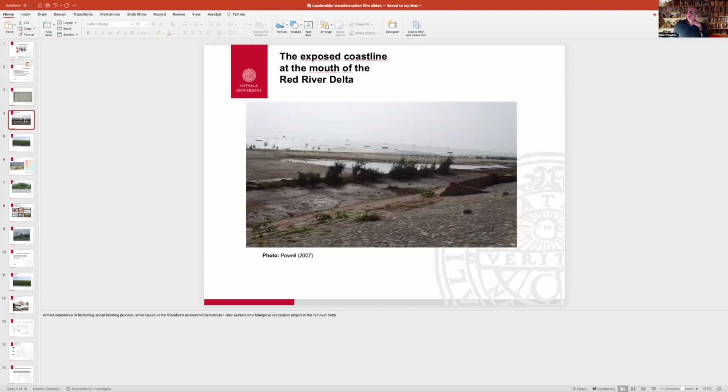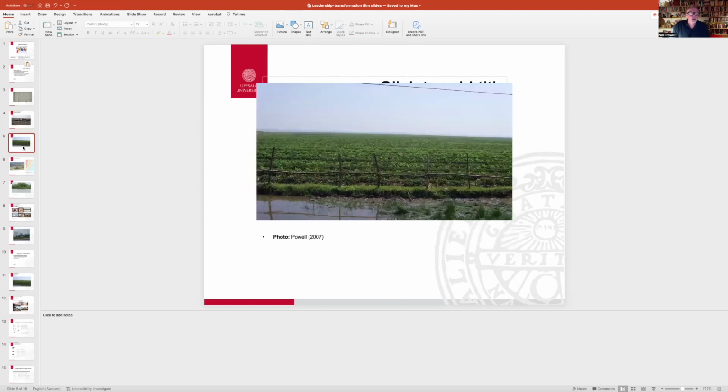And the picture you see here is the very exposed coastline in the South China Sea. This picture is taken at the mouth of the Red River Delta. And as you can see here, it's extremely exposed, and regularly typhoons occur in the area, and you can imagine the storms that will roll in to this coastline, a very exposed coastline that actually once had mangroves there before they were cut down.